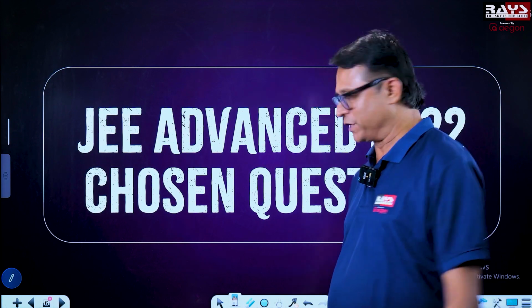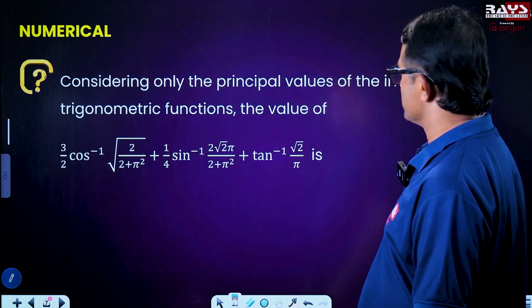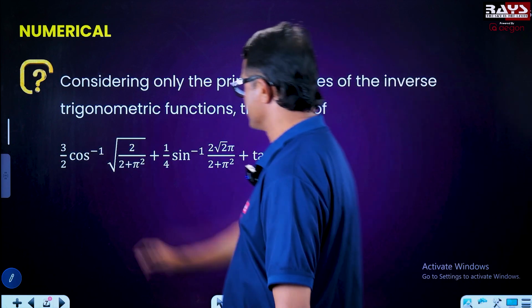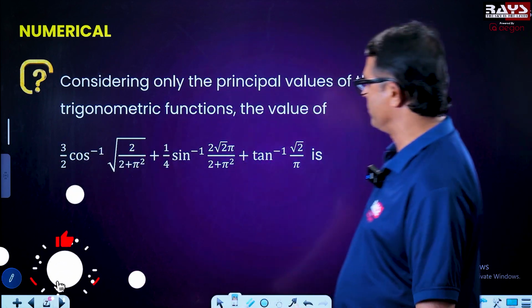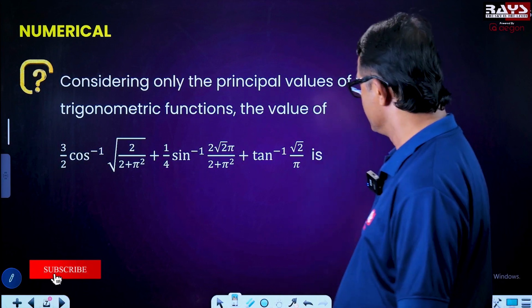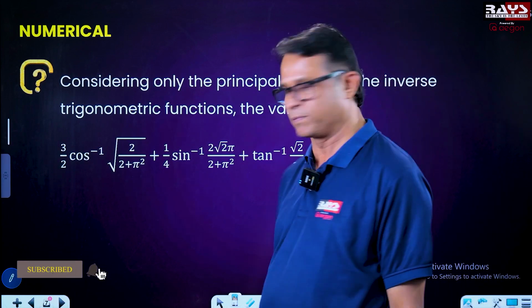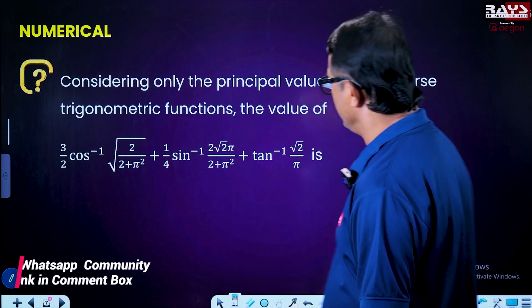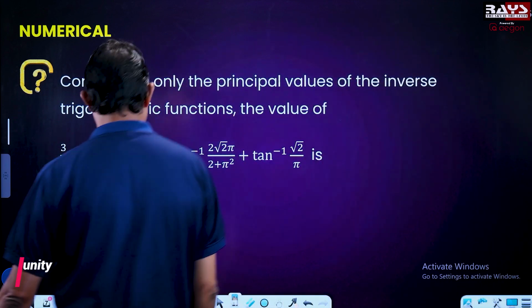Okay, let us see this question. It's a question from inverse trigonometric functions. The value of this function: 3 by 2 cos inverse root of 2 by (2 plus pi square) plus 1 by 4 sin inverse 2 root 2 pi by (pi square plus 2) plus tan inverse root 2 by pi. Okay, now see this question.